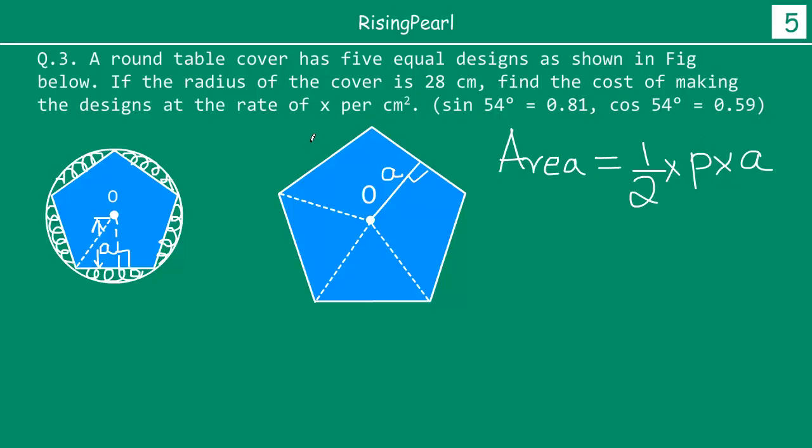Perimeter is, if each of these sides, let's say each of these sides is B centimeter. If this is B, this is B, this is B, this is B, this is B, then the perimeter will be equal to 5 times B. So we need to find out each of these lengths. We need to find out one length, right? And also we need to find out this value, the perpendicular distance.